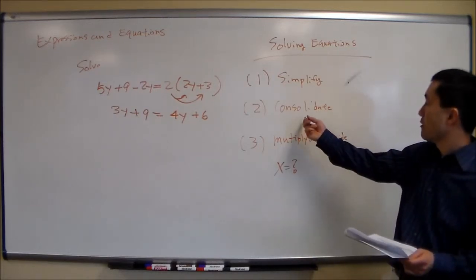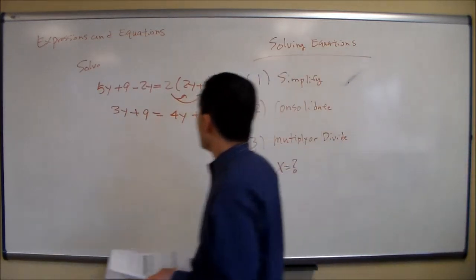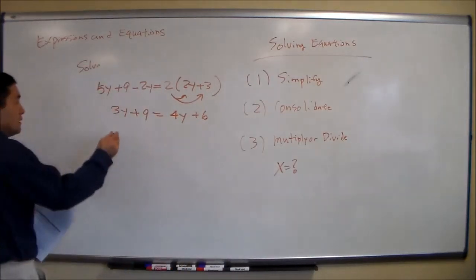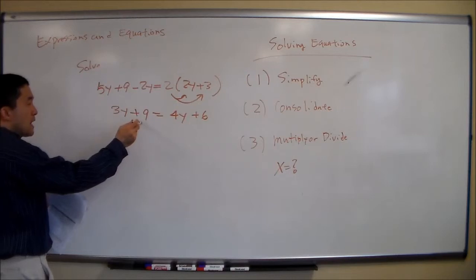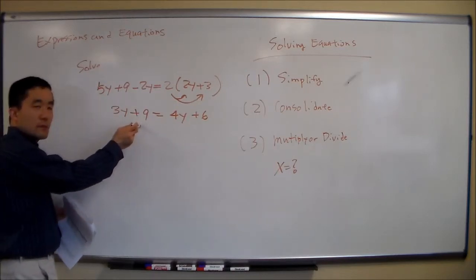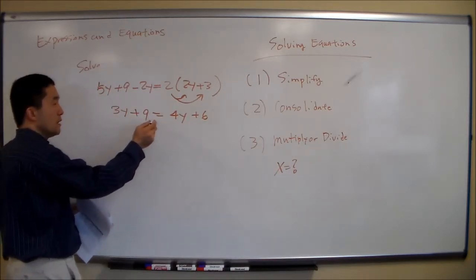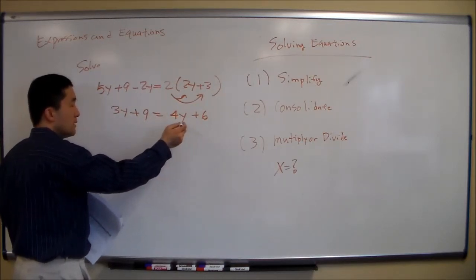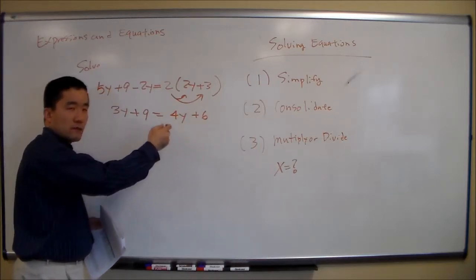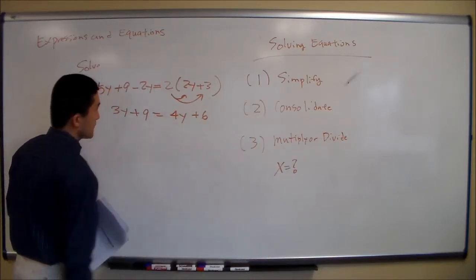Now we're going to consolidate. Let's look at each term. 3y, that's okay, it's a variable on the left-hand side. Now we gotta come back to get rid of the 9. The 4y, we also have to come back and get rid of it because we don't want the variable to be on the right-hand side. The 6, that's okay, it's on the right-hand side, it's a number.